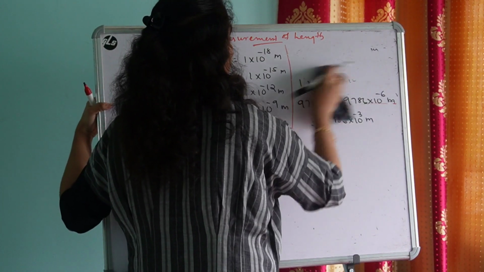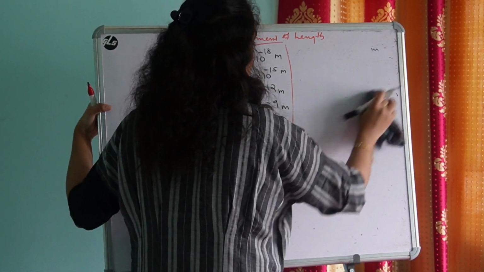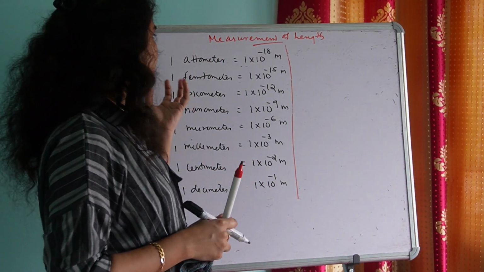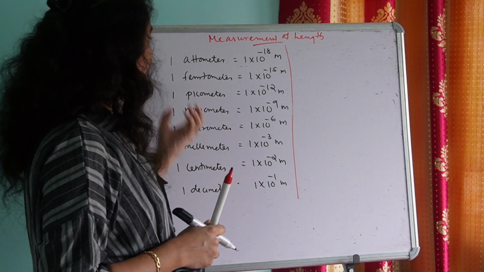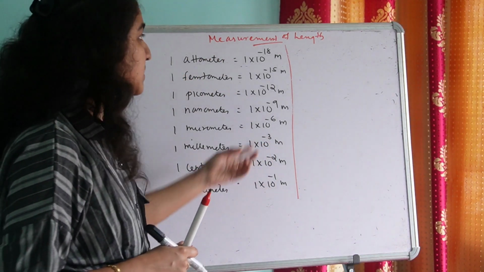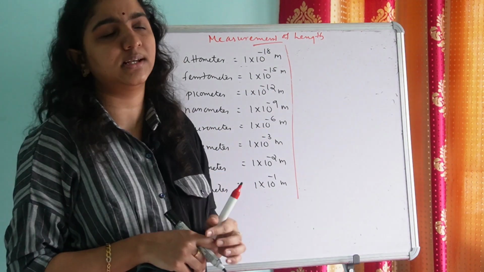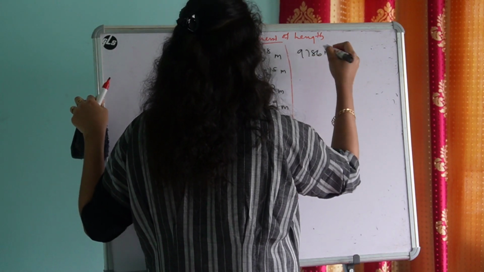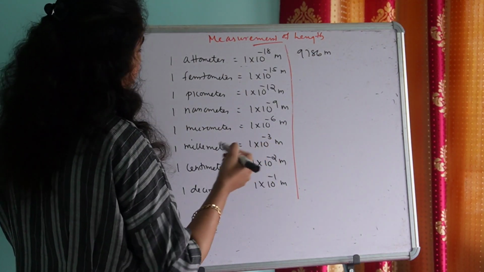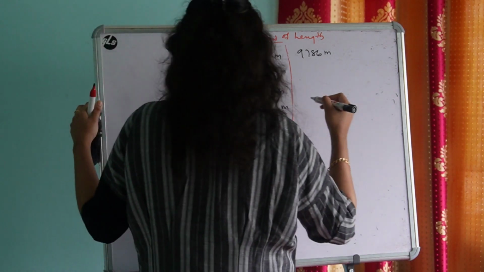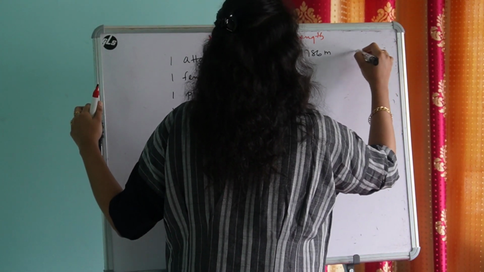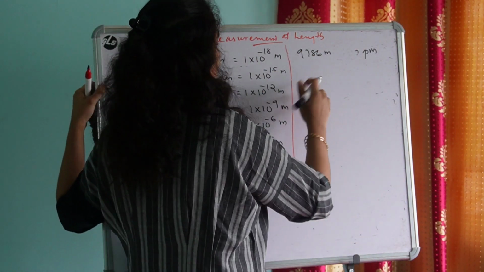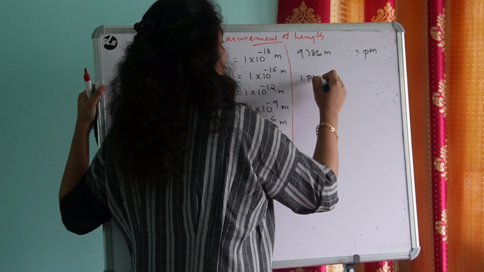In these two examples, the value was given in these smaller units, and you are asked to find the value in meter. Now suppose the value is given in meter, 9786 meter, and you are asked to find the value in some of these units, for example in picometer. Again, we know the relationship connecting picometer and meter.